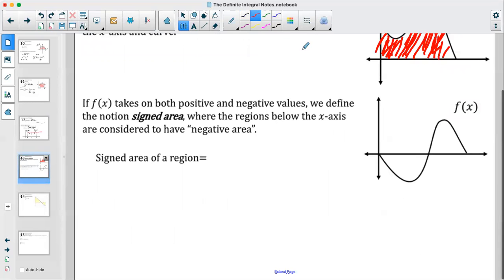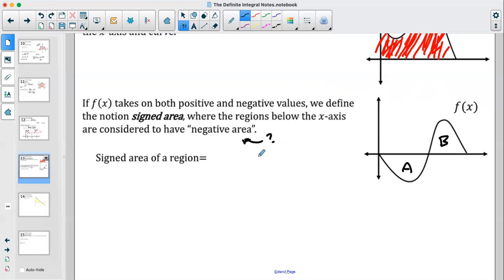And the answer is, let's say the area here is A and the area here is B. The integral treats area below the axis like it's negative area. It doesn't really make any sense. What does this even mean, right? Negative area is not a concept that we have a good understanding of.